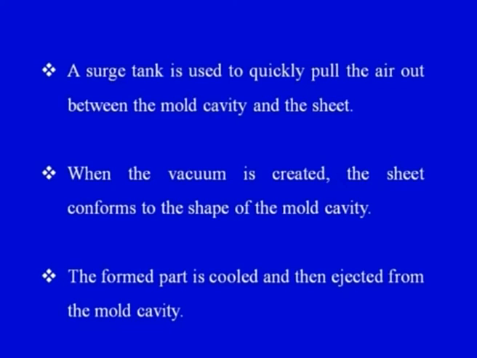Between the mold cavity and the sheet. So when the vacuum is created, the sheet conforms to the shape of the mold cavity, and the shape of the mold cavity is the shape of the final product that we want to generate. So when the vacuum is created, the sheet will conform to the shape of the mold cavity. The formed part is cooled, which I have already told, and then it is ejected from the mold cavity and we get our final product.